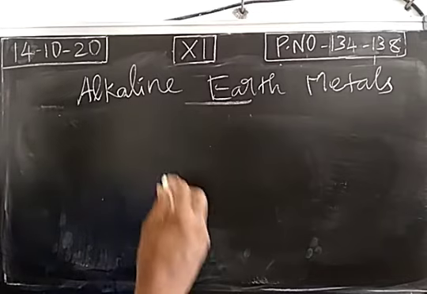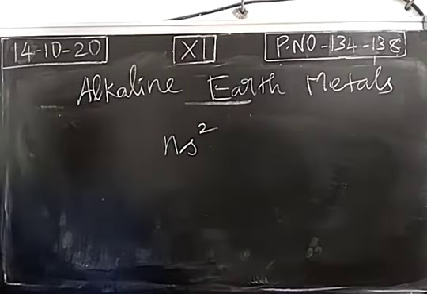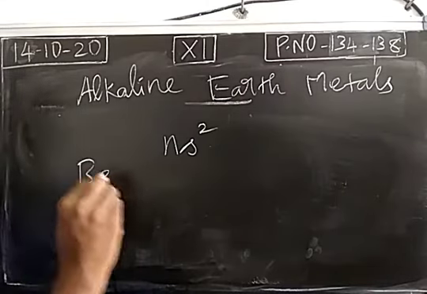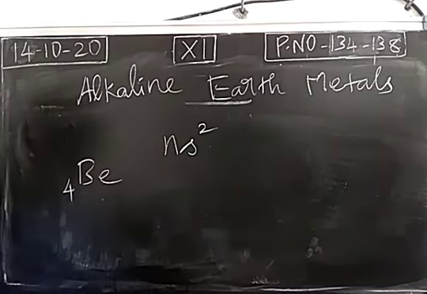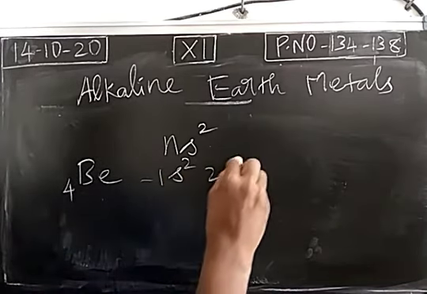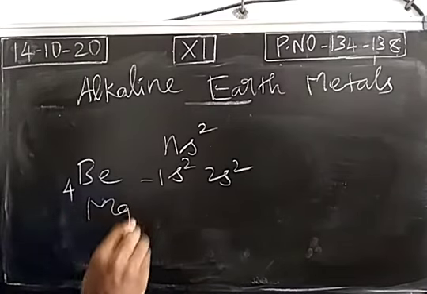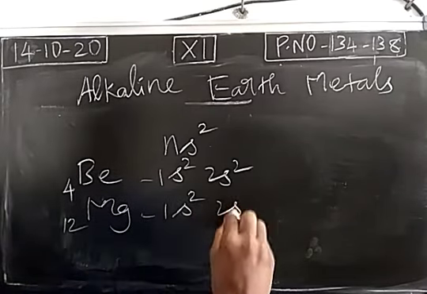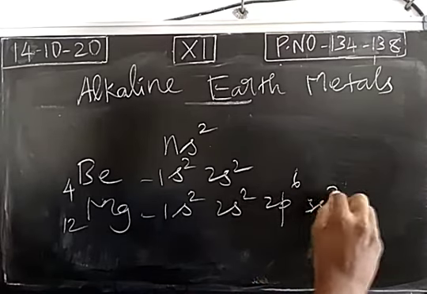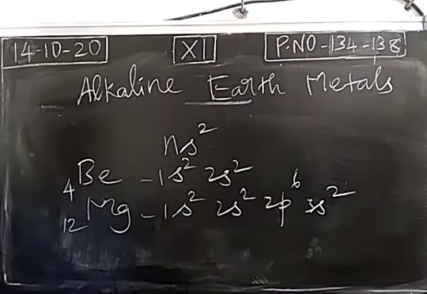Next, electronic configuration. The general electronic configuration is ns2. If we take beryllium, atomic number 4, 1s2, 2s2. Magnesium, atomic number 12, 1s2, 2s2, 2p6, 3s2. For calcium, 4s2, like that. The outermost configuration will be s2. 2 electrons will be present in the s orbital. So the general outermost configuration of alkaline earth metal is ns2.